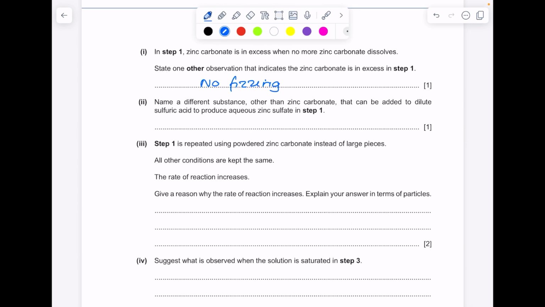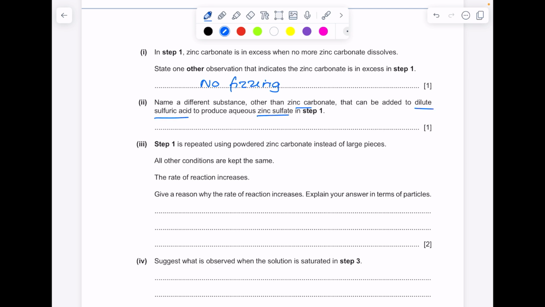Name a different substance other than zinc carbonate that can be added to dilute sulphuric acid to produce that zinc sulfate. So how are we going to produce that salt, zinc sulfate, where you could use either zinc on its own, zinc oxide, or zinc hydroxide?